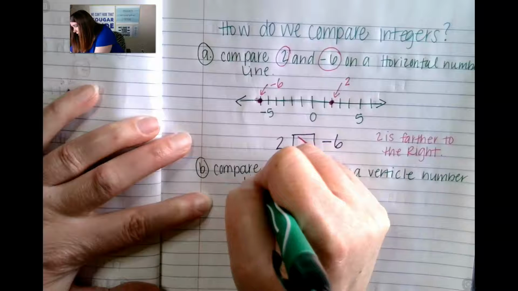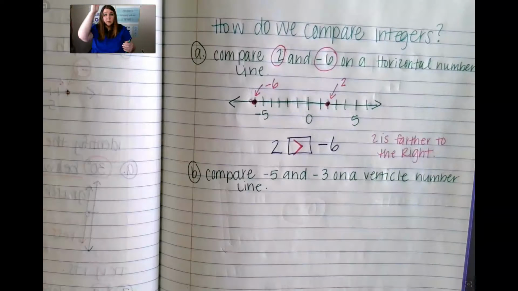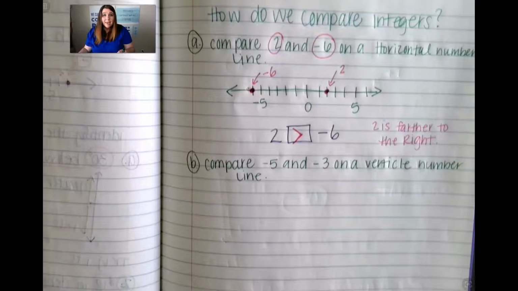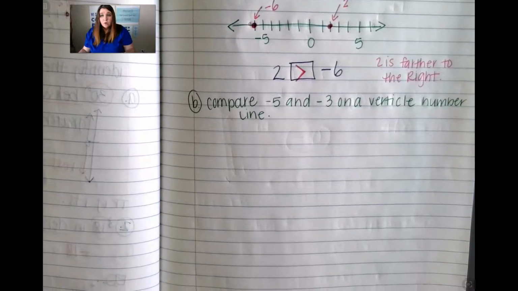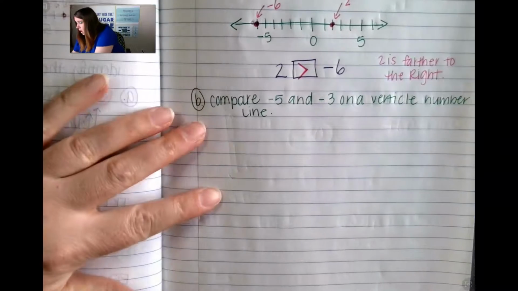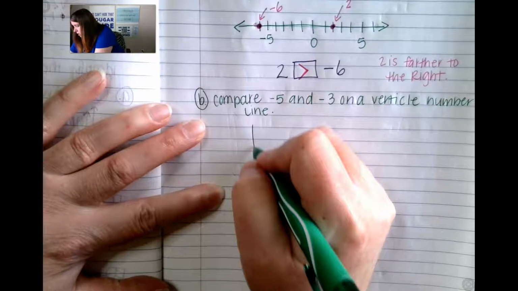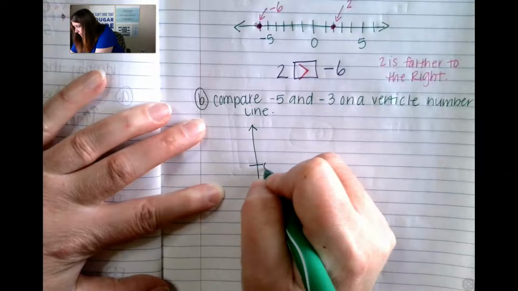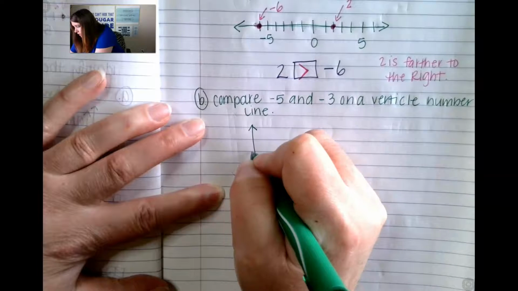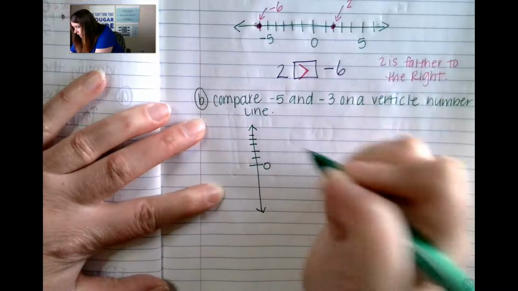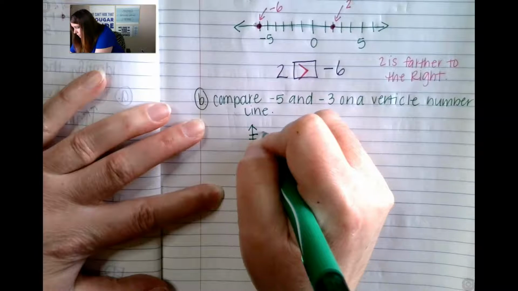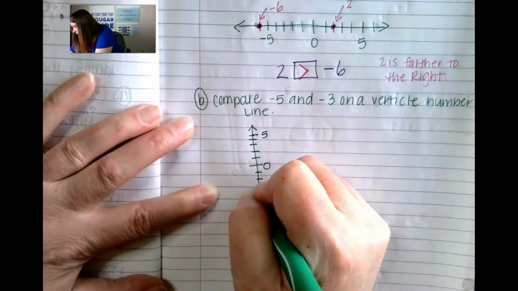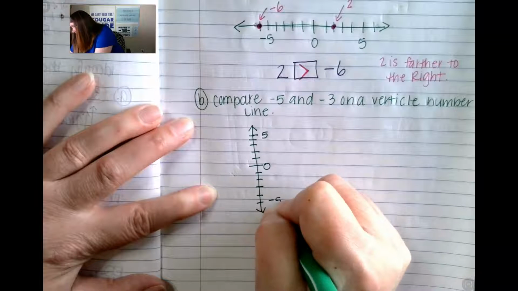All right, vertical means it goes up and down. So we're going to make a number line that goes up and down, a vertical number line. Again, we're going to put 0 right in the middle. Above it, 1, 2, 3, 4, 5 above. And then below 0 is less: negative 1, negative 2, negative 3, negative 4, and negative 5.